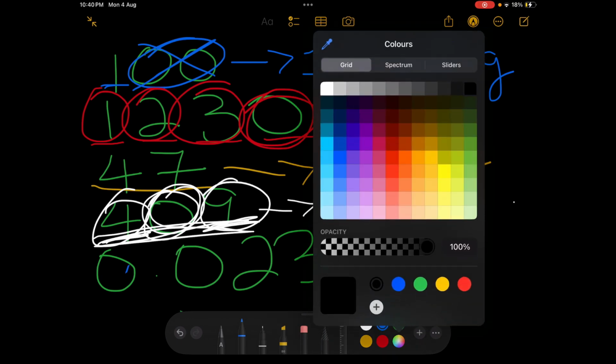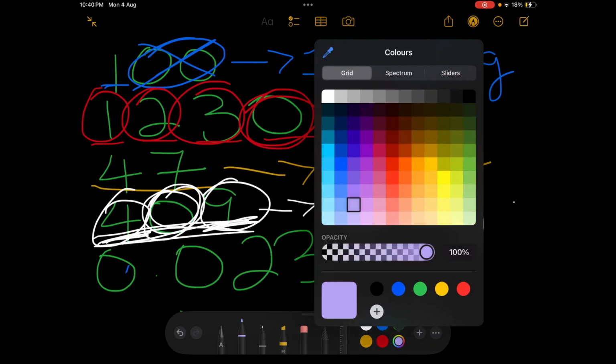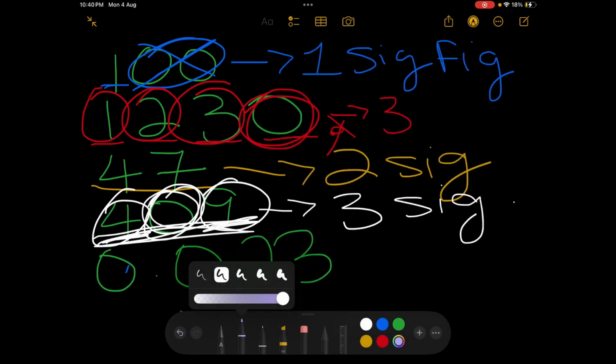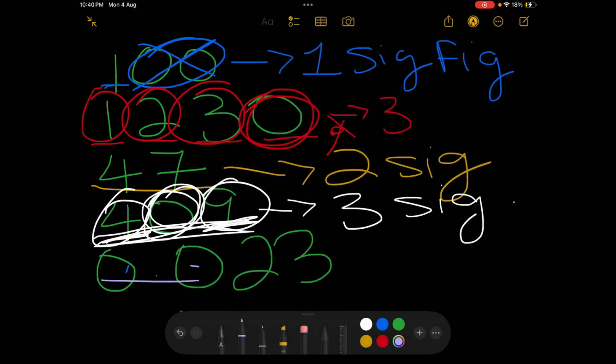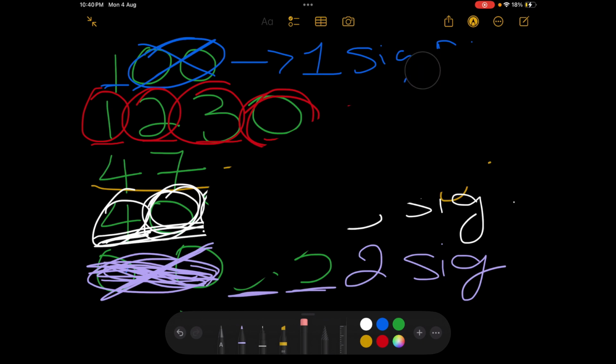Now the last one, I'll just change my pen color. There we go. So with this one, we have 2 leading zeros. We know from the last rule that leading zeros are never significant. So we can just cross them out. We don't even want them. Now we have a 2 and a 3, which are both non-zero values, meaning they are both significant, leaving us with 2 significant figures.